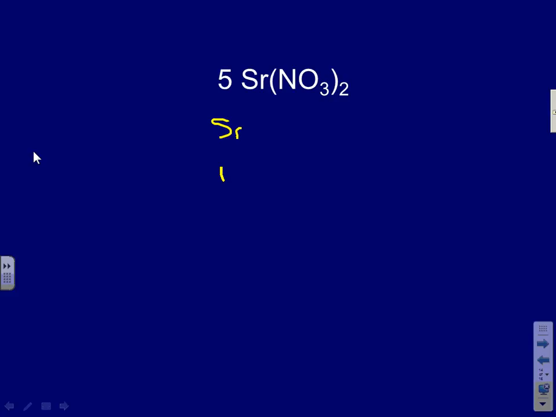Strontium, nitrogen, oxygen. What do I put all the way down on the left-hand side? What can I start with really easily? All the way down there. Yep, 5 times, 5 times, 5 times, 5 times, 5 times, 5 times.